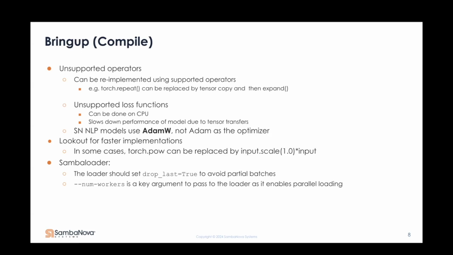As it's been mentioned before, NLP models need to use the optimizer AdamW, not Adam. In some cases, to improve performance, you can look at torch.pow in the model definition to replace that by an input scale. And during the sample loader, you can drop certain sets to be able to avoid partial batches. This is important. And having the correct number of arguments is key for being able to use the loader and be able to do parallel loading.